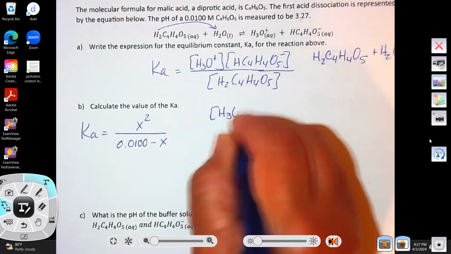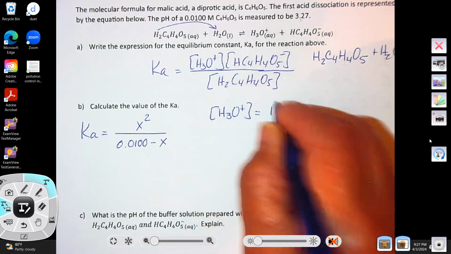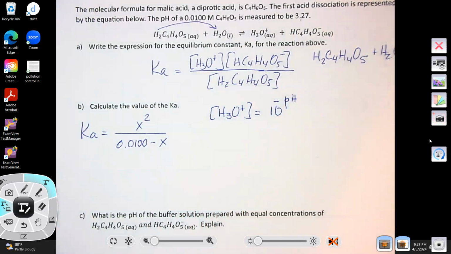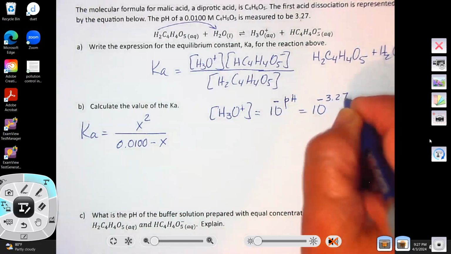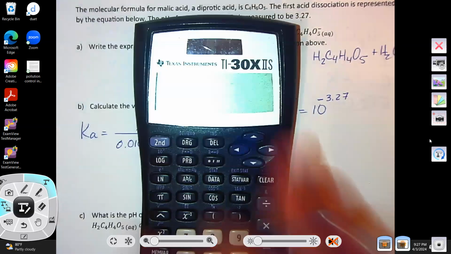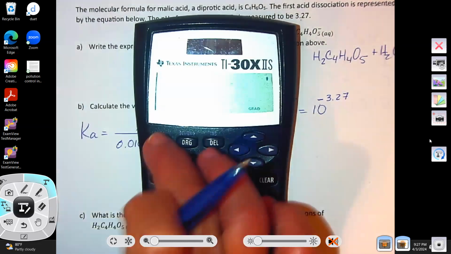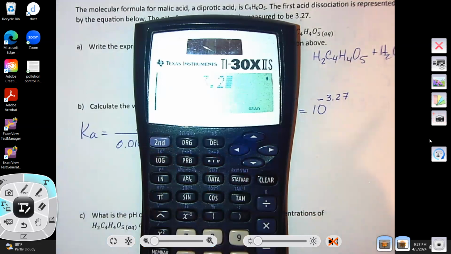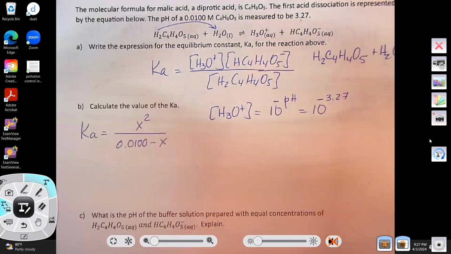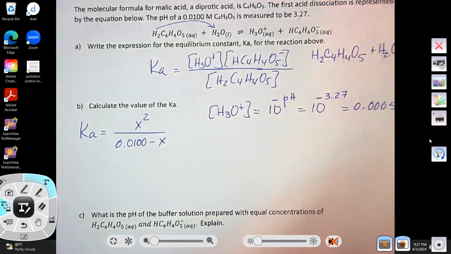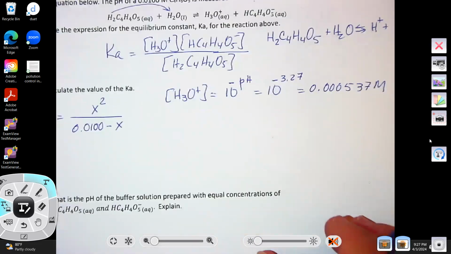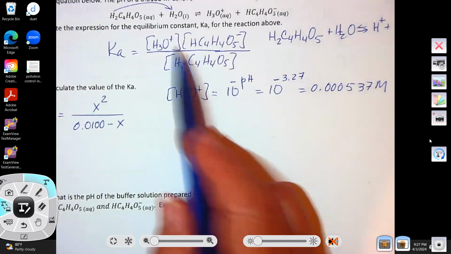The concentration of the hydrogen ion is going to be 10 to the negative pH, just like we did on the first question. So that's going to be 10 to the negative 3.27. We enter that in the calculator, press enter, and you get 0.000537. That is your concentration of the hydrogen ion, which is your X.